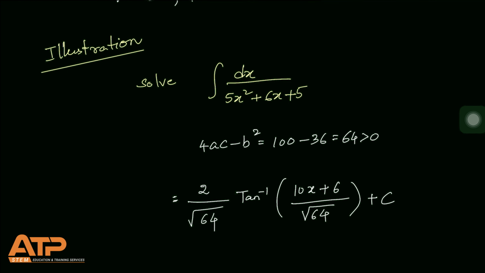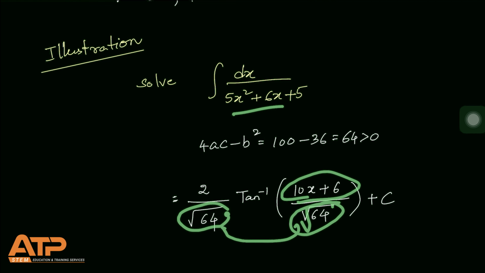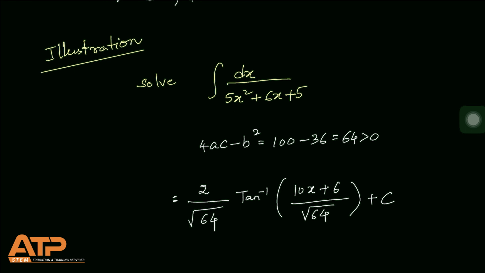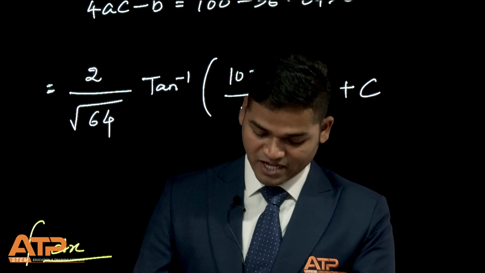So that will become 2 by root of 4ac minus b square, that is 2 by root 64 into tan inverse of differentiation of the 5x square plus 6x plus 5. What is the differentiation of that? That is 10x plus 6, right? So we just directly write divided by root of whatever is there, the same value here also. So 2 by root 64 into tan inverse of 10x plus 6 divided by root 64 plus c. So that's the final answer.